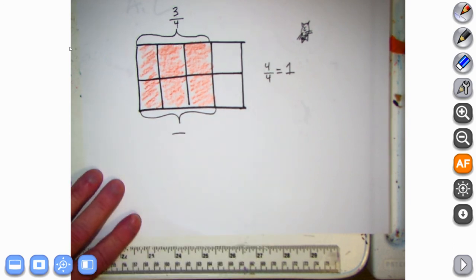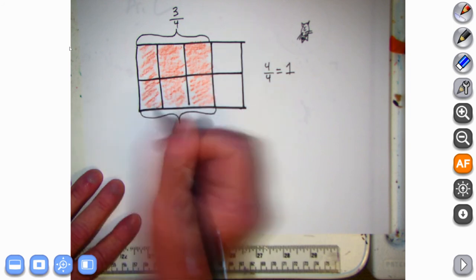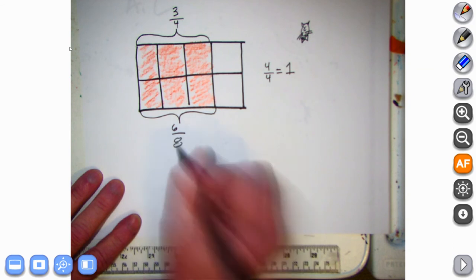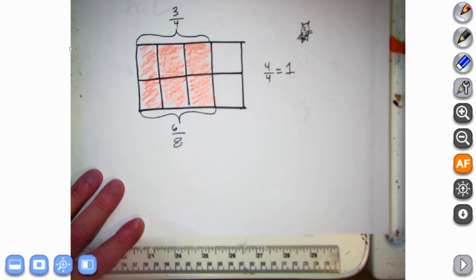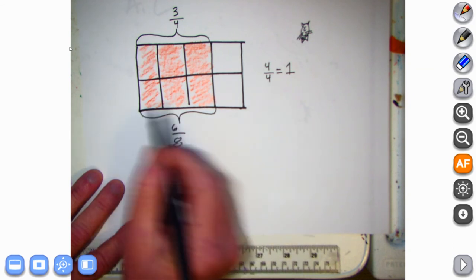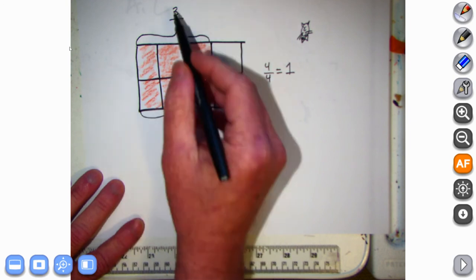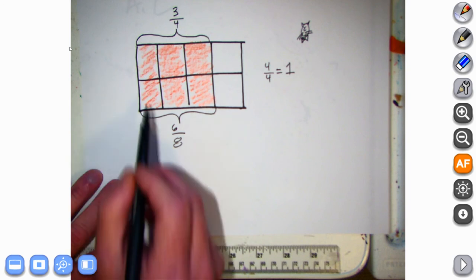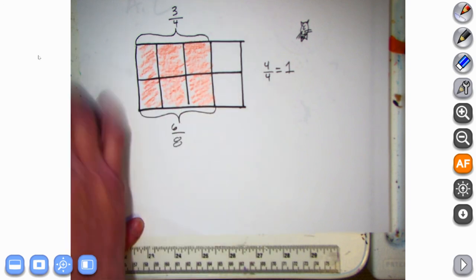If you did this and you wrote down, okay, there are 6 shaded pieces and there's a total of 1, 2, 3, 4, 5, 6, 7, 8, 6 eighths, you're absolutely correct. And notice that the units got smaller than when they were quarters, but there's more of them. So they're equivalent, just smaller and more.